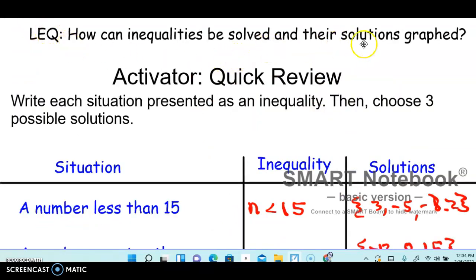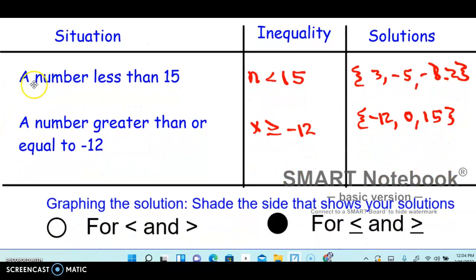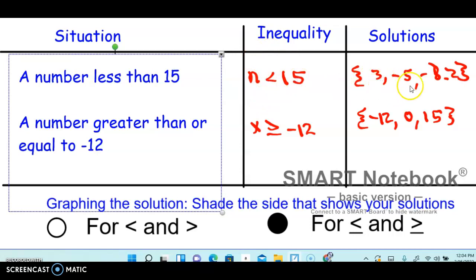Now, how can inequalities be solved and their solutions graphed? I'm going to do a quick review. Write each situation presented as an inequality, then choose 3 possible solutions. A number less than 15 and a number greater than or equal to -12. To write the inequality, you write n is less than 15. Possible solutions could be 3, -5, -8.2. And a number greater than or equal to -12. The inequality is written this way, and the solution set is -12, 0, 15. These numbers are greater than -12, and -12 is included in the solution set because it said it was equal to.